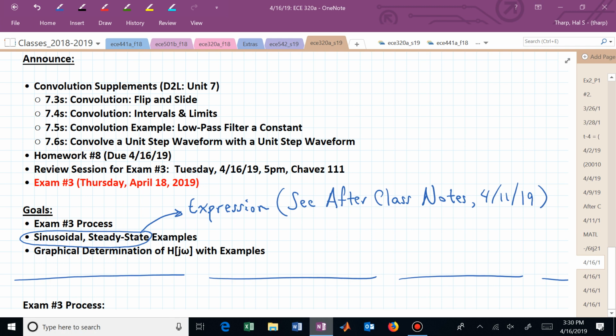And there's some supplemental material if you're interested in a little bit more detail on convolution. There are some notes and videos available with a couple of examples and the concept of flipping and sliding and intervals and limits, and making the distinction between finding the intervals when a particular overlap pattern is valid and using the correct limits of integration in that interval, and they're not the same. Those are two distinct steps or values in the convolution process.